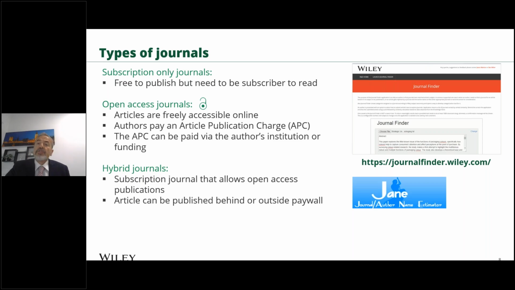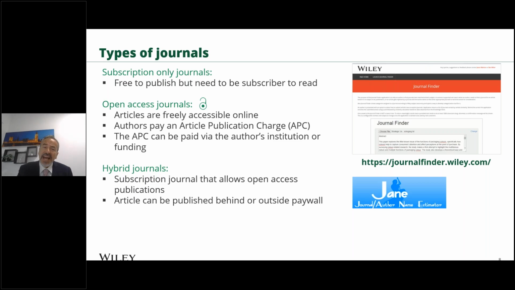The open access journals are divided into two categories: the full open access journals, or what they call gold open access journals. And these are journals where articles are freely accessible online, but the authors must pay an article publication charge in order to publish the article. And the article publication charge can be paid via the author's institution, or via funding, or by personal credit card.